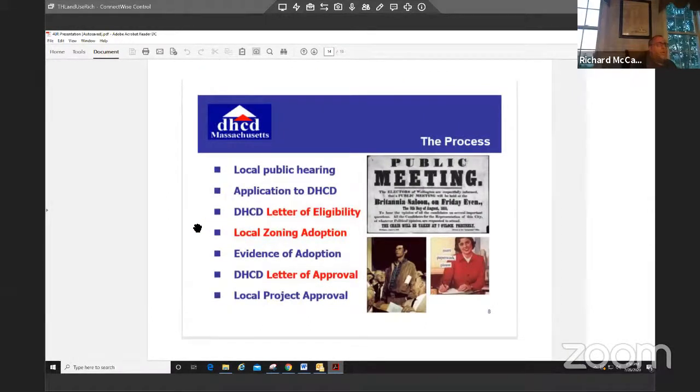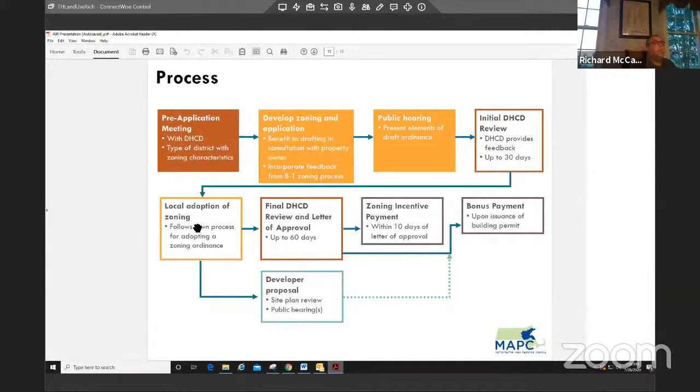This bullet item talks about the approval process to get a 40R district, the pieces to the puzzle to make it all happen. I think it's self-evident looking at that. The next slide is probably even a little better slide than MAPC put together. This flow chart, I think, brings to light the process and the associated time with it.